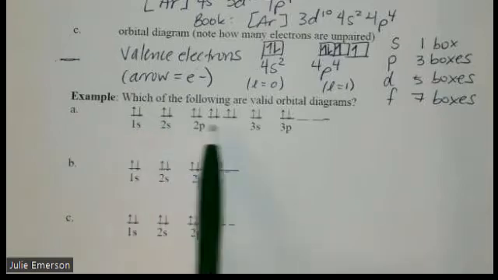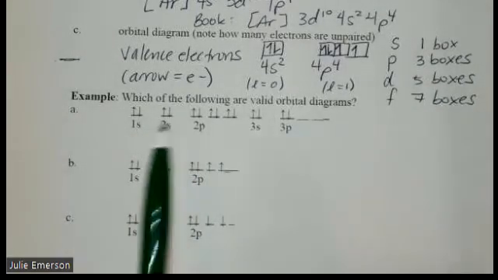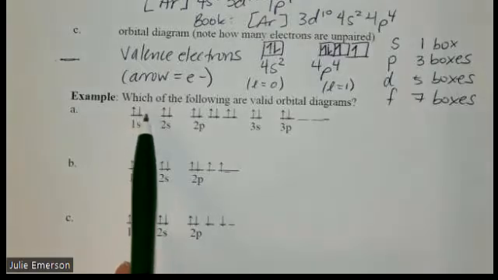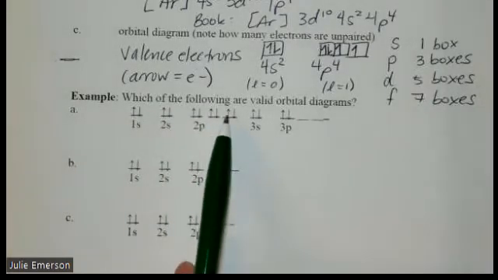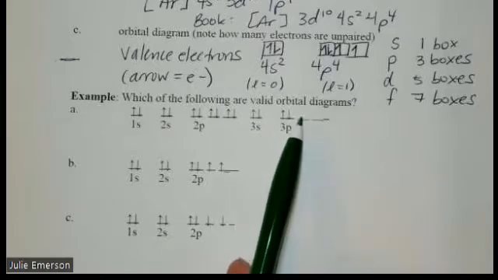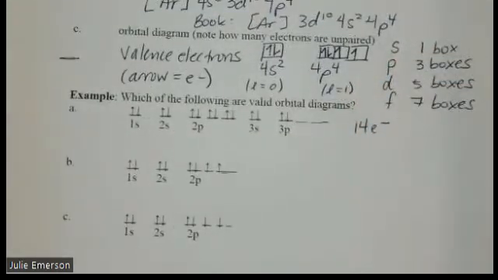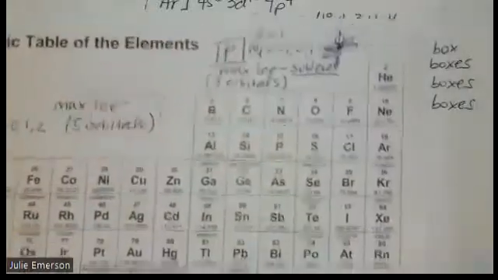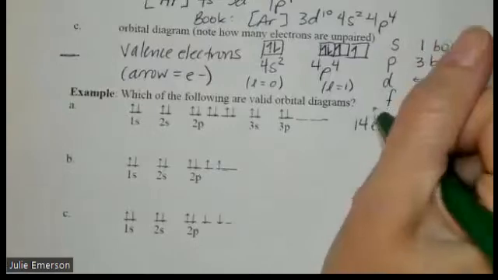Okay, so first thing is let's identify what element this is, and then we'll talk about whether or not it's correct or not. I have the arrows represent electrons. So 1, 2, 3, 4, 5, 6, 7, 8, 9, 10, 11, 12, 13, 14. All right, so there's 14 electrons here that are shown. So if I go to my periodic table and I look at atomic number 14, this should be silicon, right? So this should be a configuration for silicon.